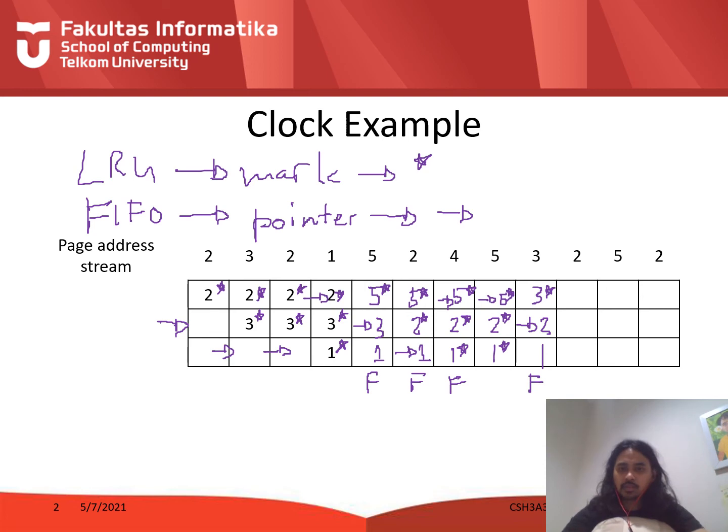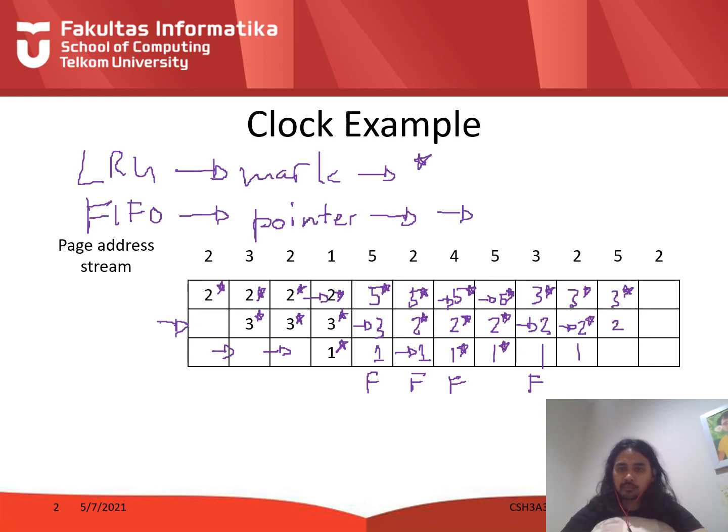And now this becomes 3 and this becomes 2 also, but now with a star because 2 is read, and this is 1. And now 5 wants to go in, but 2 already has a star, so it replaces 1 instead. So this becomes 3 and star, and this becomes 2 but without a star because it has been scanned.